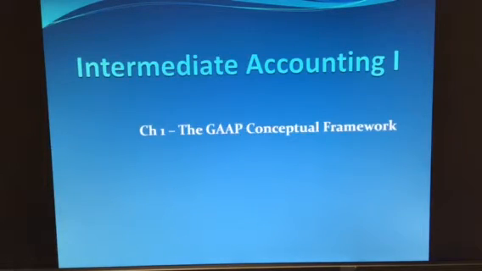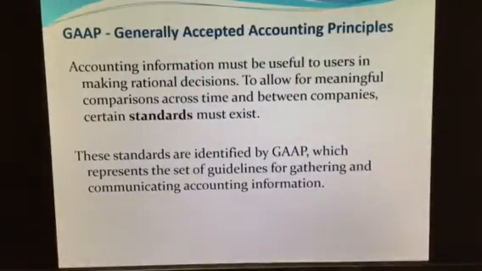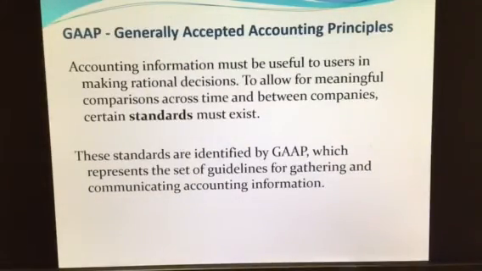But to allow for comparisons across time and between companies, certain standards or common ways of doing things must exist. These standards are identified by GAAP. It represents the set of guidelines for gathering and communicating information about a business, and is sometimes referred to colloquially as the Bible or the Scriptures with respect to financial reporting for companies.